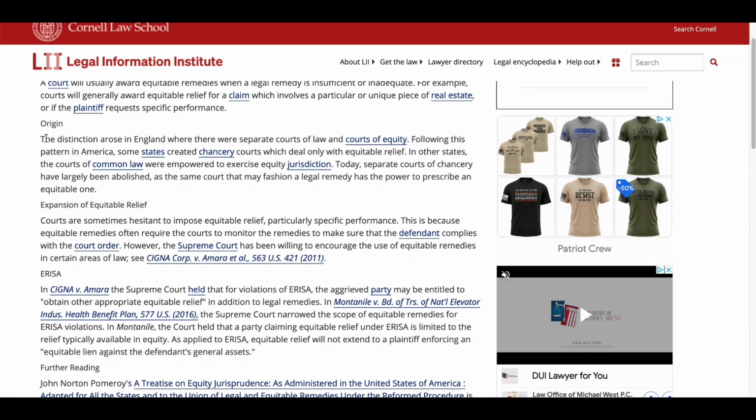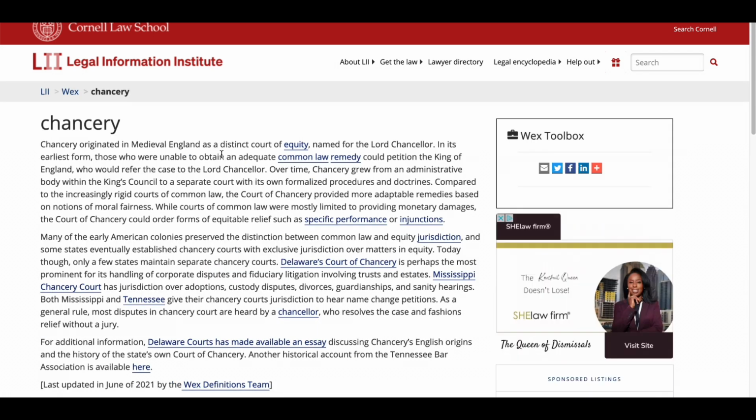Origin. The distinction arose in England, where there were separate courts of law and courts of equity. Following this pattern in America, some states created chancery courts, which deal only with equitable relief. Chancery originated in medieval England as a district court of equity.